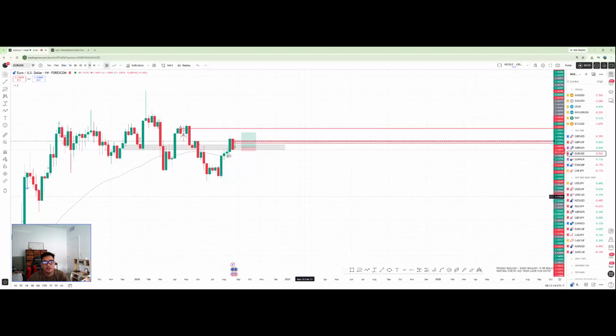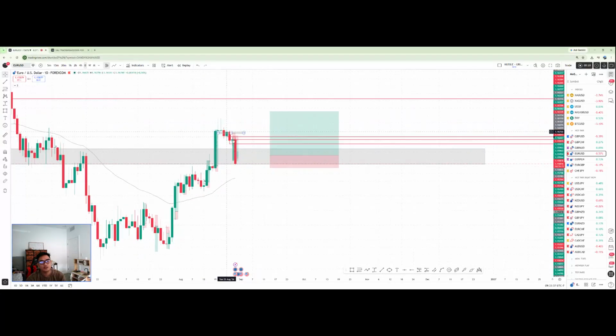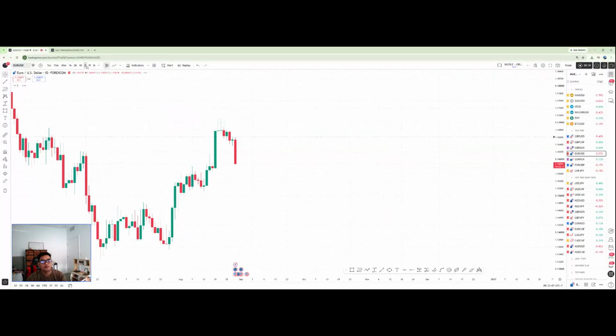So Euro USD, our bias this week was bullish, expecting that this previous candle would give us a weekly continuation. However, the bias was changed because the daily gave us a kind of rejection, right? So how many rejections is this? One, two. So we're catching the higher low of the daily time frame. Daily is still bullish.